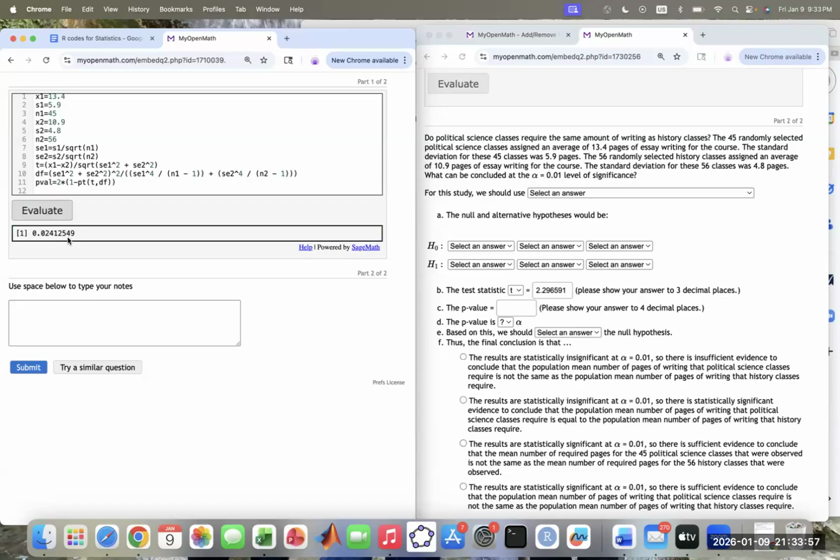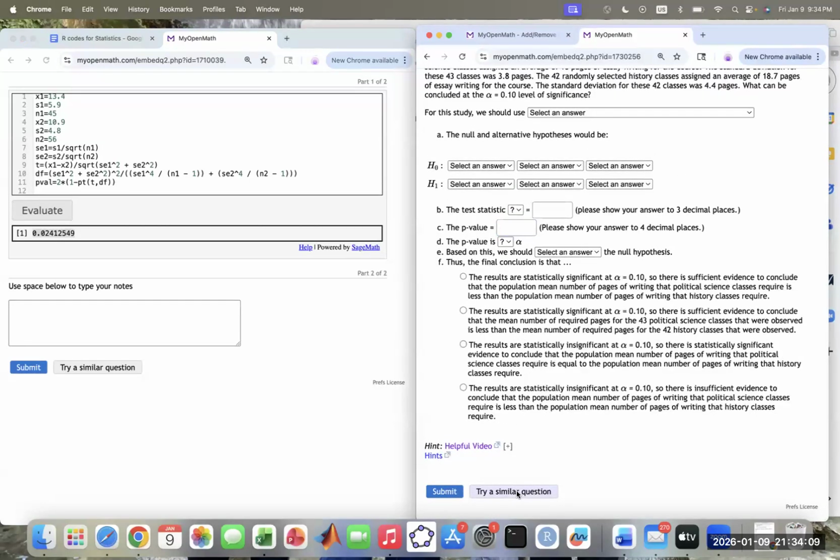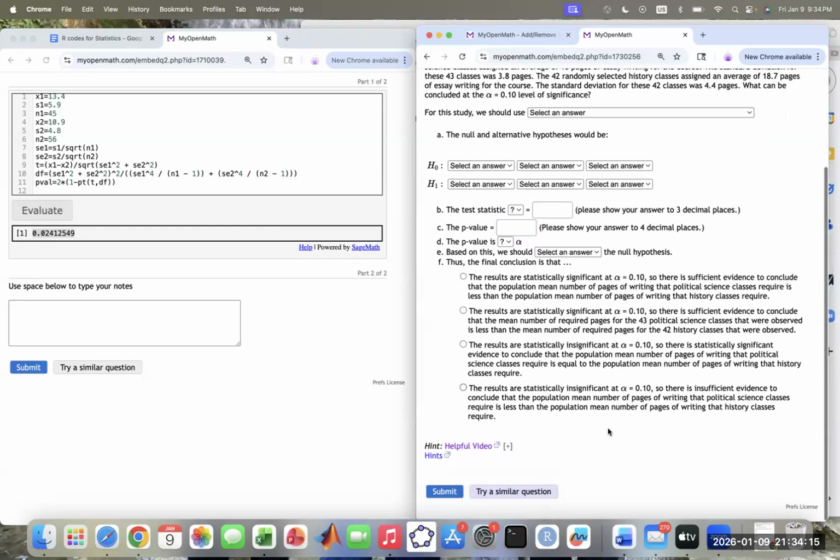Evaluate. So I will have this. Yeah, 0.24 again. So I submit this. I should have the right answer right here. Oh, I drew the wrong one. I have to do this again.